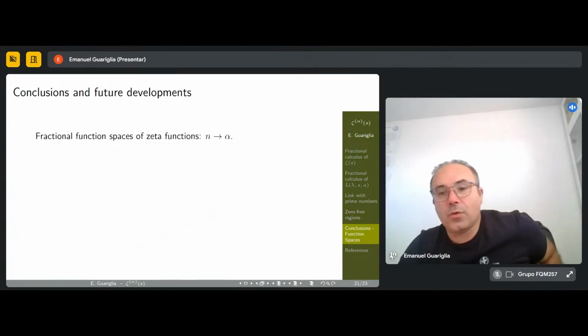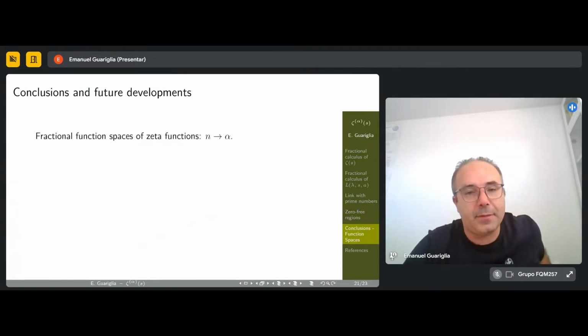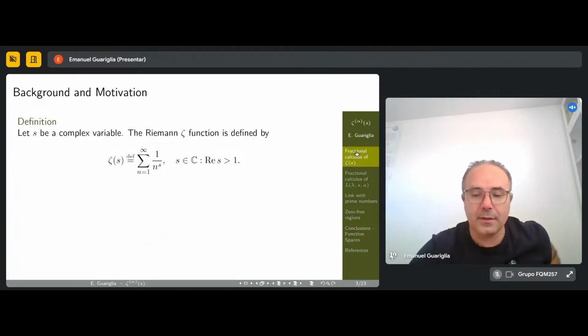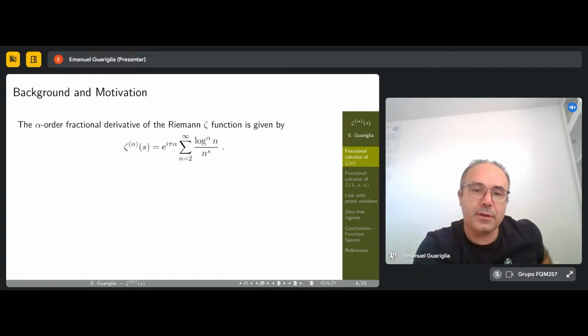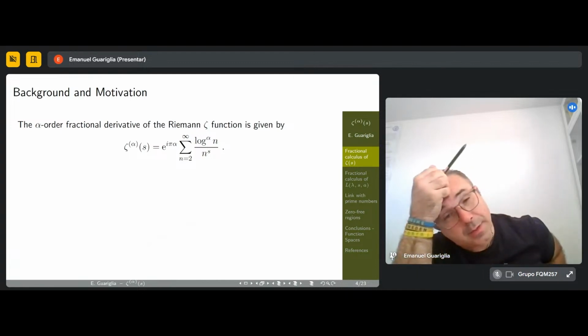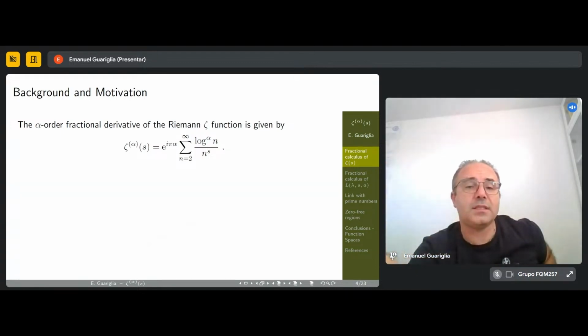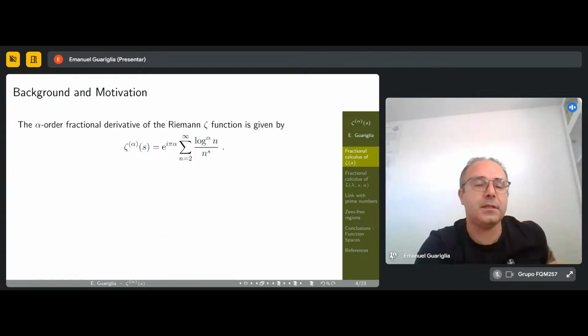Now my research will move on function space. Why? Because if we come back here, we see that this fractional derivative is very special. Why? Because it's equal to the integer derivative of the Riemann zeta function. We just have to replace alpha with n, where n is the integer order of differentiation.